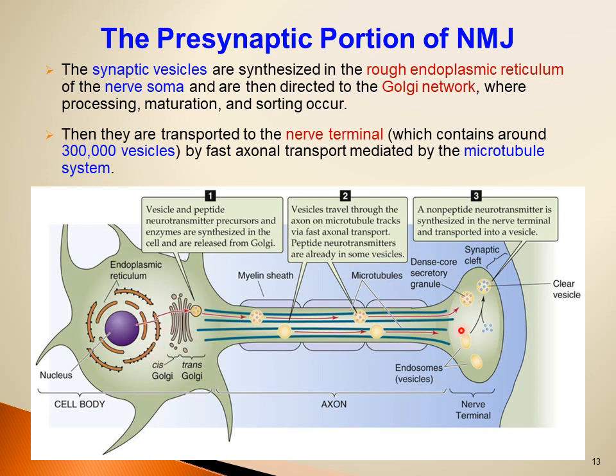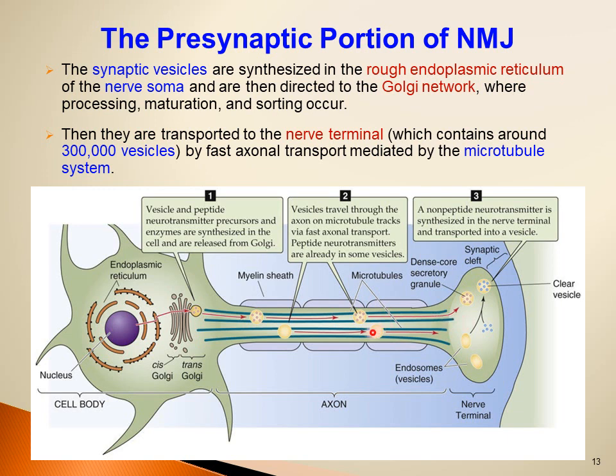So the axonal transport is bidirectional. I want to attract your attention to one difference. If we are talking about peptide neurotransmitters, usually they are produced in the cell body inside the vesicles, and the vesicles that contain the neurotransmitter are then transported axonally to the nerve terminal.